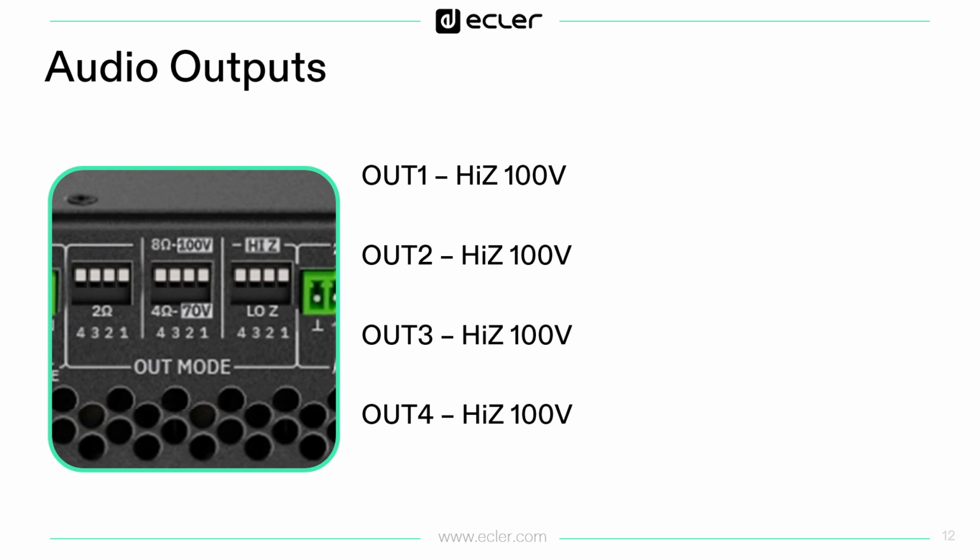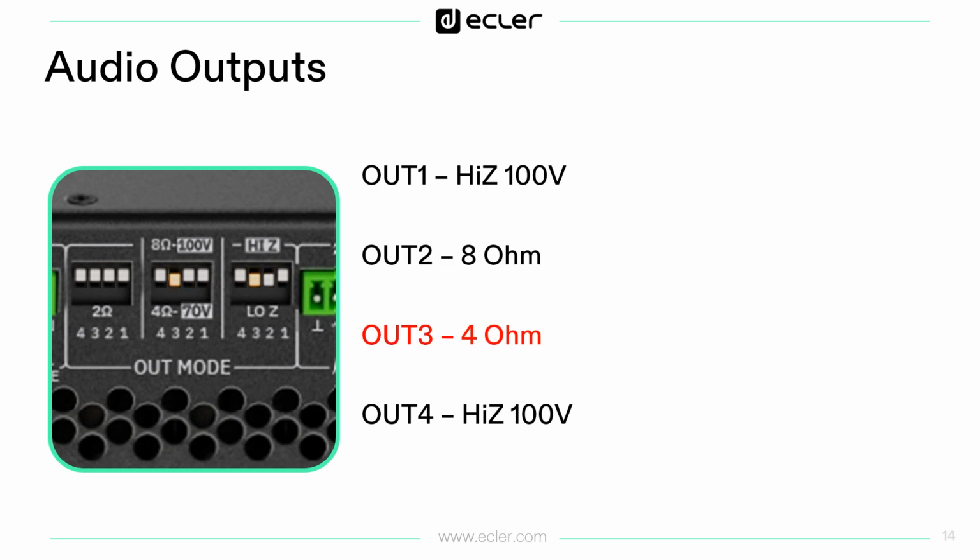For example, now everything is in high impedance mode, 100-volt line. Let's change output 2 to low impedance, 8 ohm. The group of switches on the right side are to select high or low impedance. So we have to change switch number 2 to low impedance. The group of switches in the middle are to select between 8 and 4 ohm. In this case, we will leave switch number 2 at 8 ohm as it's shown.